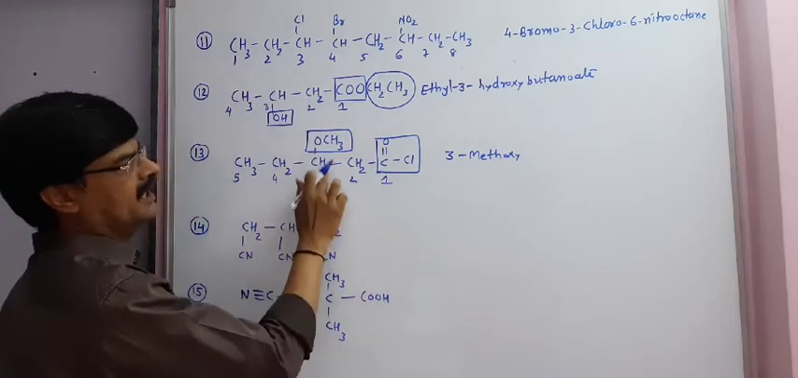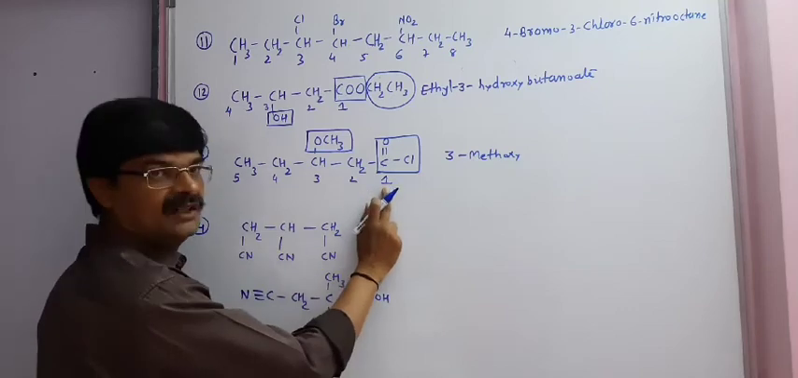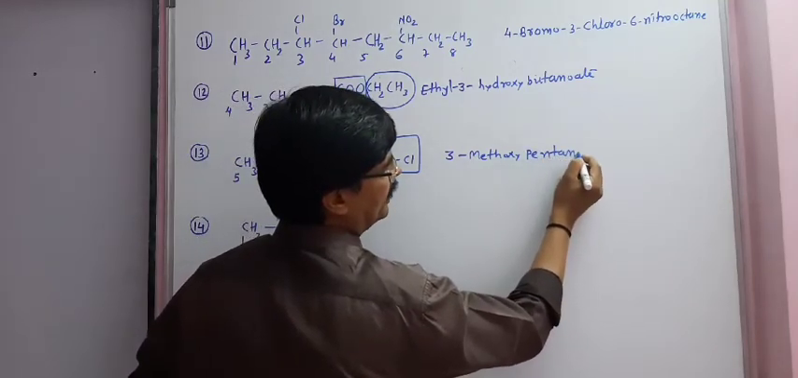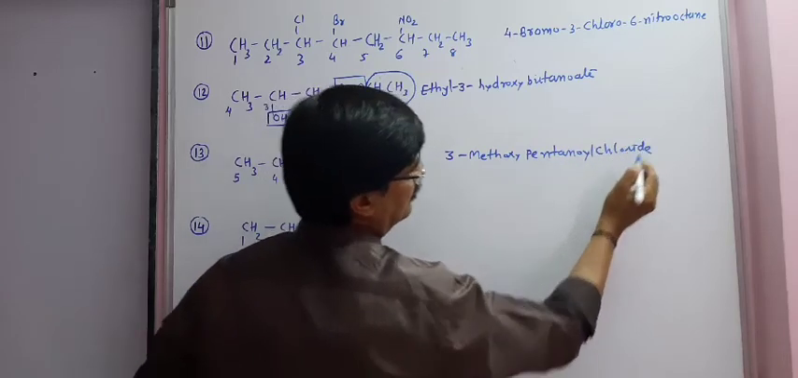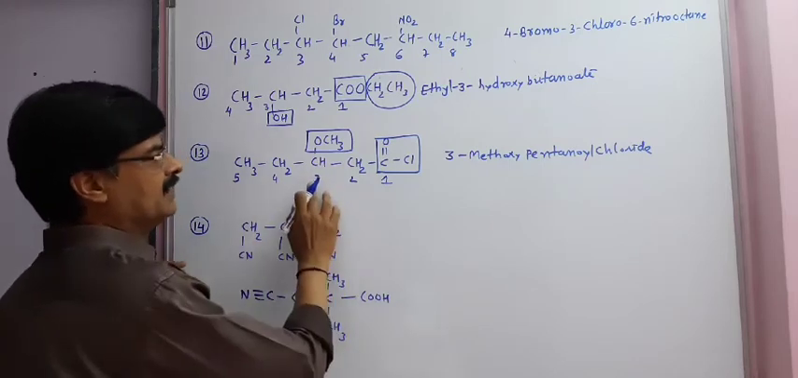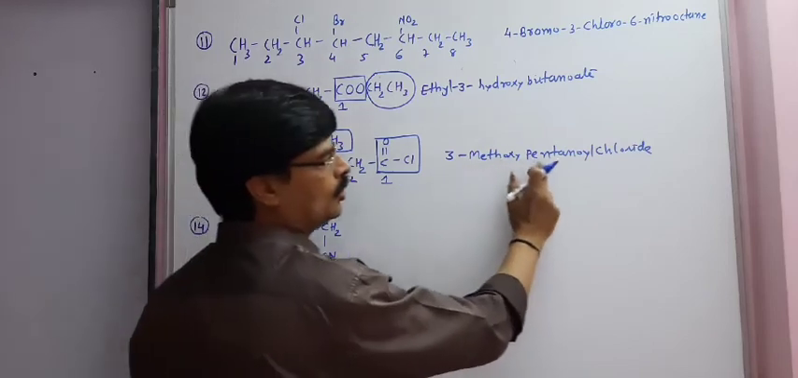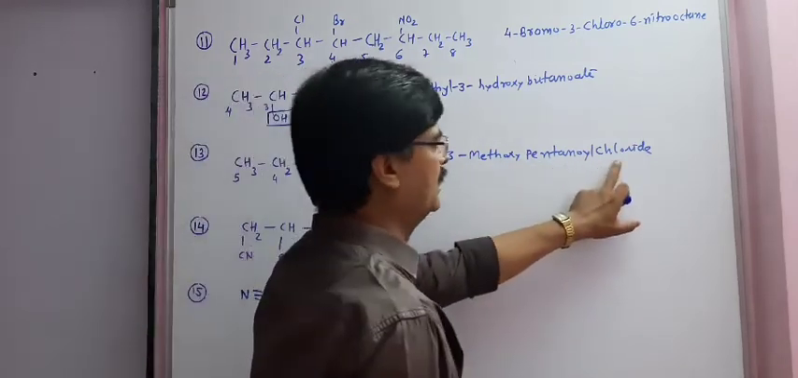Carbon number 3 contains a methoxy group. And now the total number of carbon atoms is 5. That is why pentanoyl chloride. Once more, on carbon number 3 we have a methoxy group, that is why 3-methoxy alkanoyl chloride. So the total number of carbon atoms is 5, that is why pentanoyl chloride.